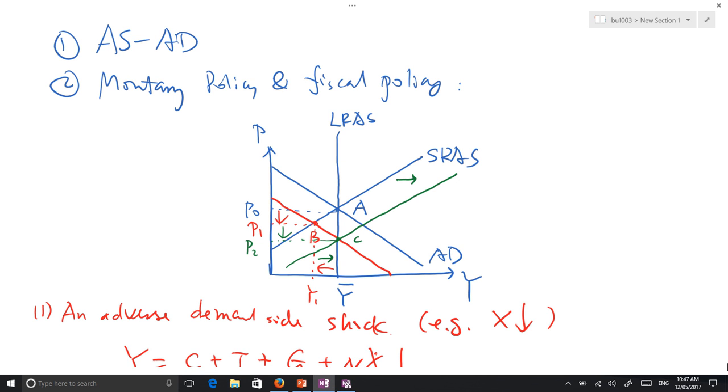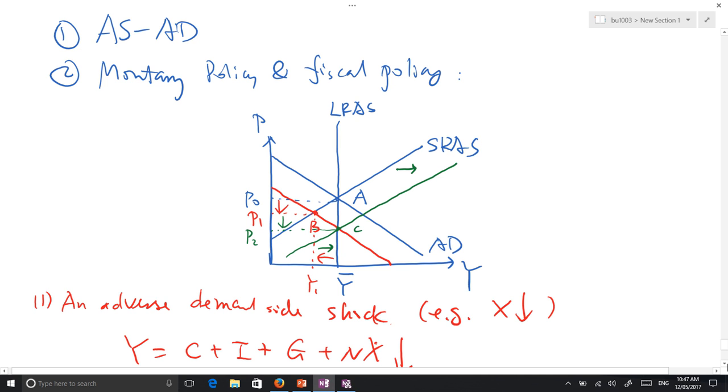You can do an exercise by yourself to see what happens if there's a favorable demand side shock. For example, exports increase, so shift the aggregate demand curve to the right and see what happens in the short run and what happens in the long run. Okay, so that's the first shock, an adverse demand side shock.